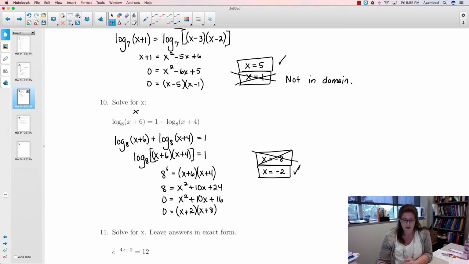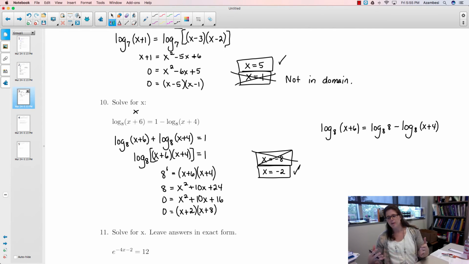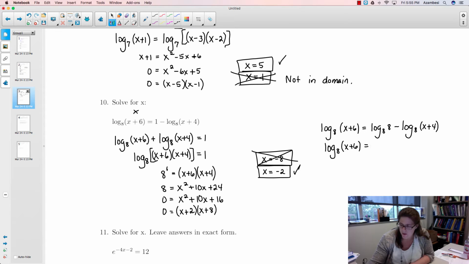Now, if I wanted to work this the other way, turning the 1 into a log, then I have log base 8 of x plus 6 is equal to log base 8 of 8 minus log base 8 of x plus 4. Now when I put things together, remember subtraction is division, so log base 8 of x plus 6 is equal to log base 8 of 8 over x plus 4.